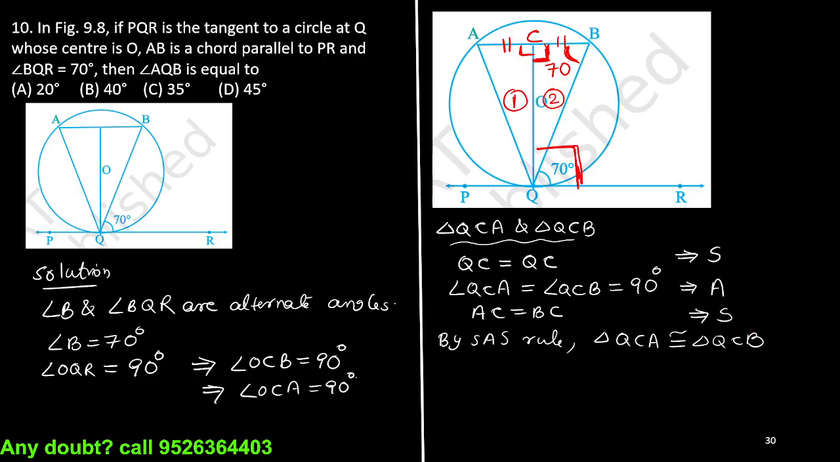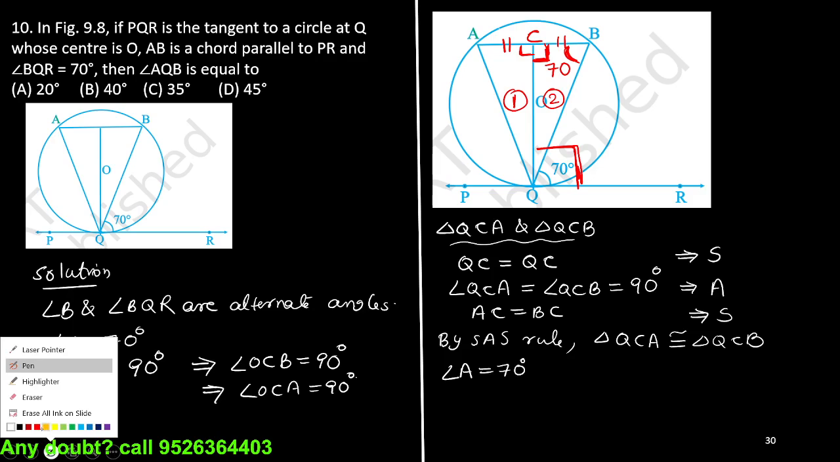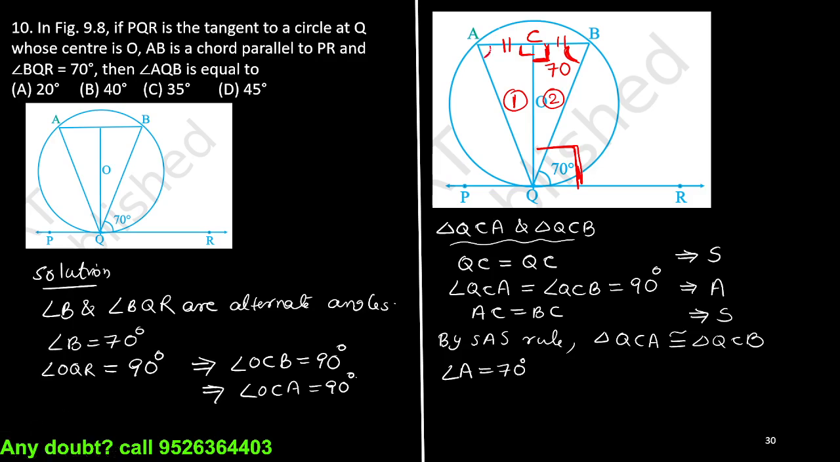So I can say that angle A equals 70 degrees. Why angle A equals 70? By CPCT. Corresponding angles are equal, corresponding sides are equal. 1 and 2 are identical, hence this angle is 70 degrees.